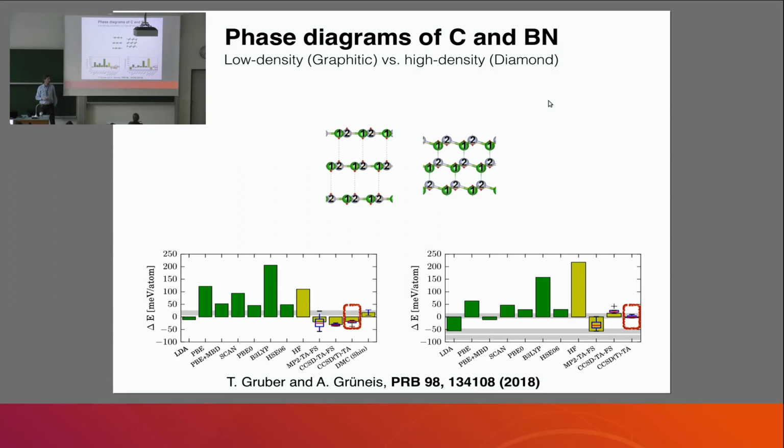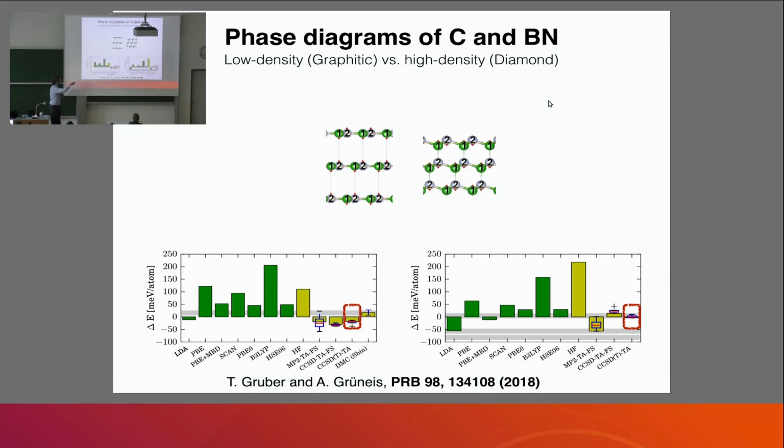In this graphitic phase. So it's a very simple question to ask which of these two phases is thermodynamically more stable. Actually, we know that from experiment, they are close to degeneracy at ambient conditions. So this means that if I look at the energy difference per atom of these two phases on the left-hand side for the carbon allotrope and on the right-hand side for the boron nitride allotrope, what I expect is a result which is very close to zero.